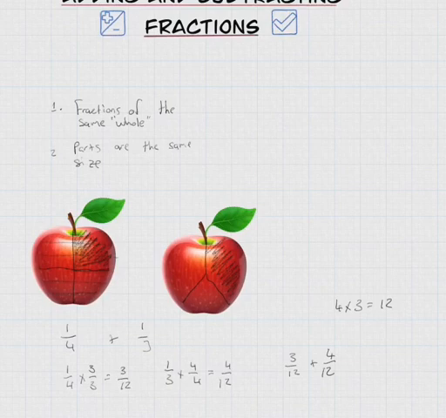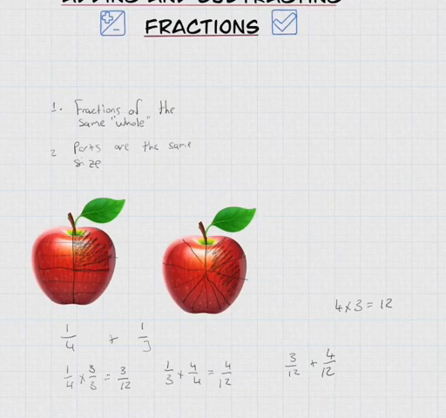And if I look at my thirds, each of those thirds needs to be broken up into 4 equally sized pieces. It's a bit difficult to do it in this shape, but we can try. 1, 2, 3, 1, 2, 3, 1, 2, 3. And if we added all of those up, it would be 1, 2, 3, 4, 5, 6, 7, 8, 9, 10, 11, 12 pieces. And 1/3 would be 1, 2, 3, 4 of those 12 pieces. 1/3 is equal to 4/12.